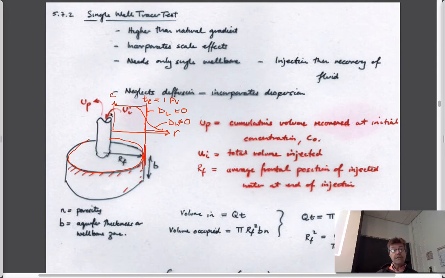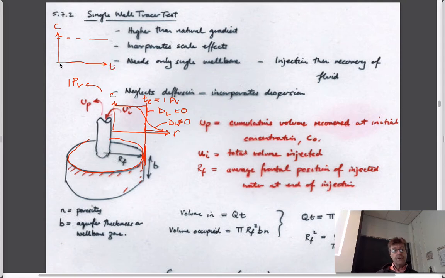The alternative now is to reverse the flow. So you've pumped it in for one pore volume, maybe you pump it out for one pore volume. And then you look at what comes out, at what the residence time distribution would look like. And so what can we guess that would look like? Well, it would be concentration versus time.